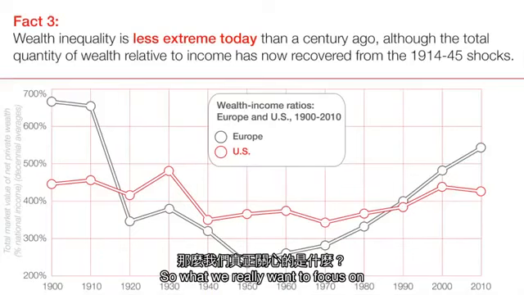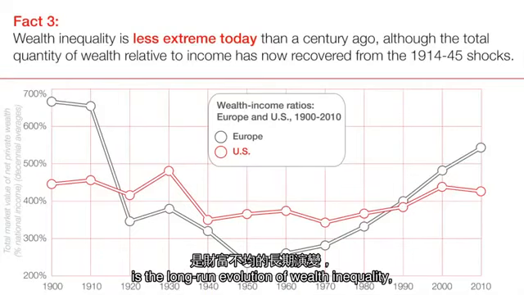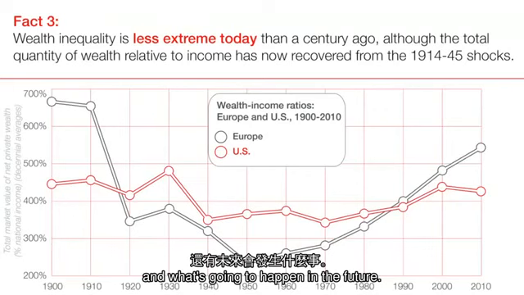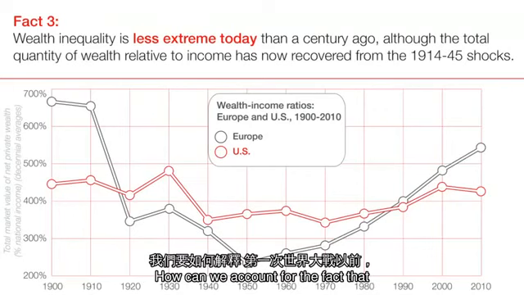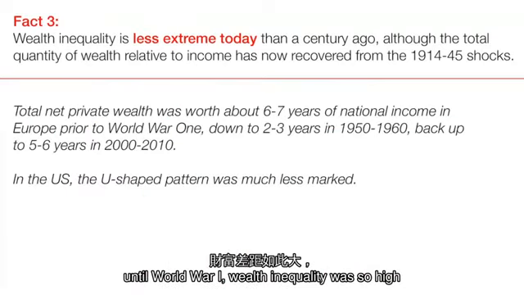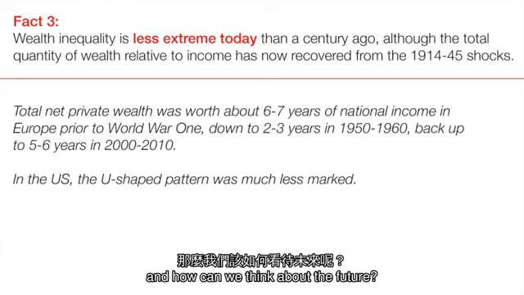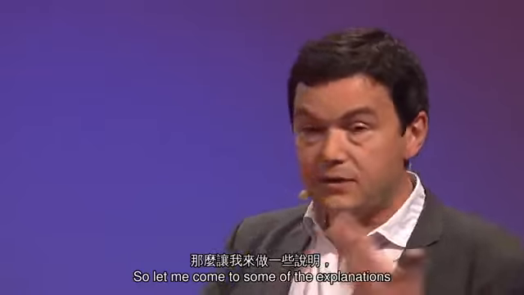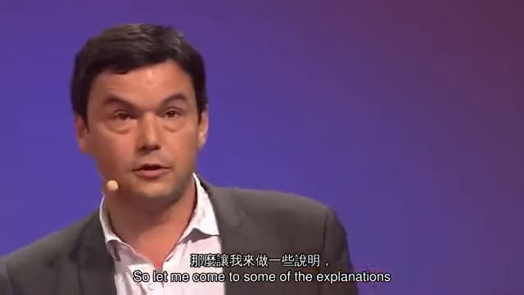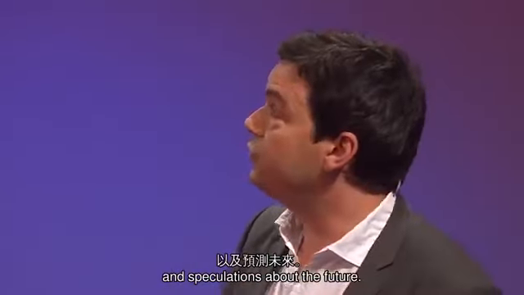So what we really want to focus on is the long-run evolution of wealth inequality and what is going to happen in the future. How can we account for the fact that until World War I, wealth inequality was so high and, if anything, was rising to even higher levels? And how can we think about the future? So let me come to some of the explanation and speculation about the future.